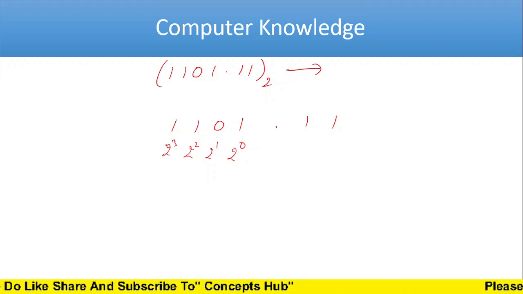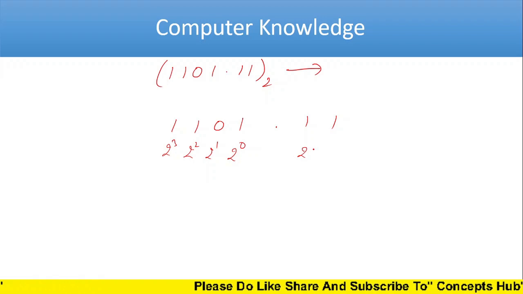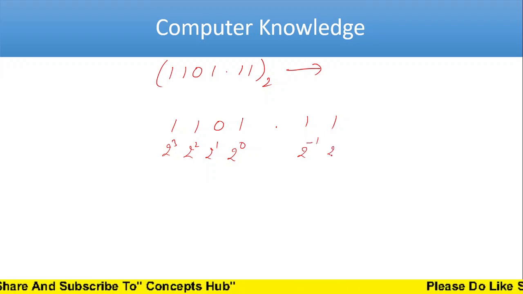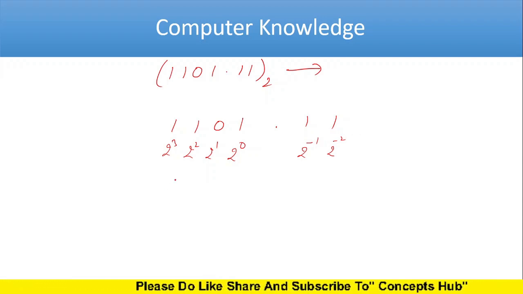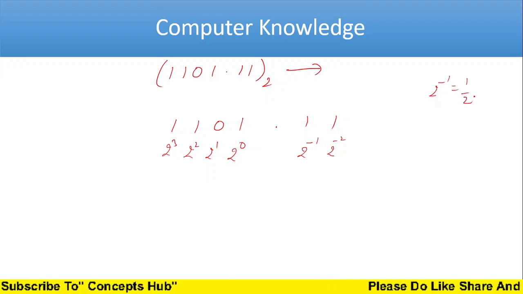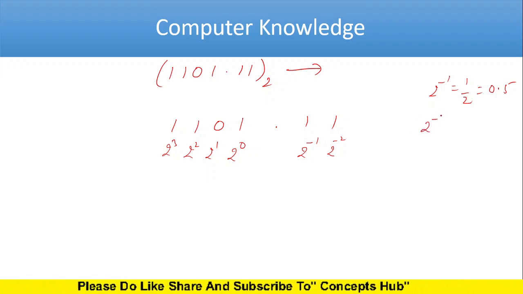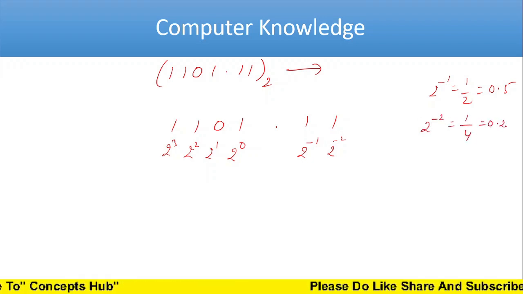Here we are going to write positive powers, but when we write to the right of this, it is to the power of -1, to the power of -2, and so on, to the power of -3, -4. So 2 to the power of -1 is nothing but 1 by 2. This is also nothing but 0.5. 2 to the power of -2 is nothing but 1 by 2 squared, which is 0.25.